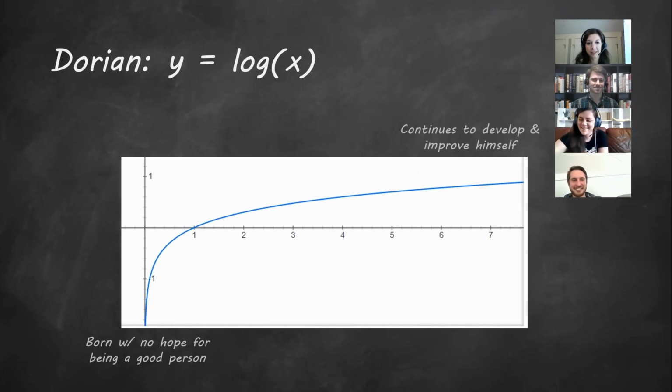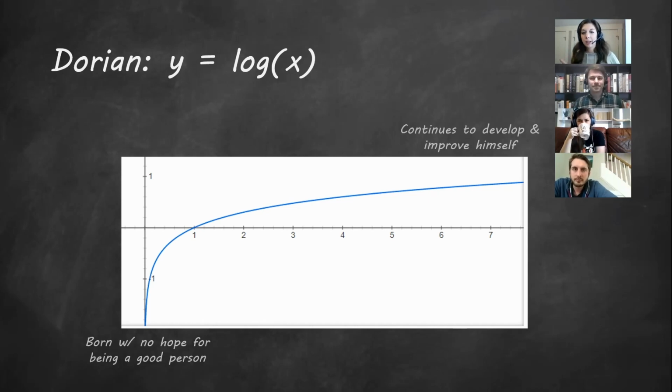Next up, Dorian. I feel like Dorian is a logarithmic graph because he was born with no hope for being a good person. You think he's not going to be a good character at all or have a moral compass, but he does. When we started the first book with him, Throne of Glass, we found out he was kind of a womanizer. He wasn't that into his role. He didn't want to be king. He was kind of lost as well, I feel like.